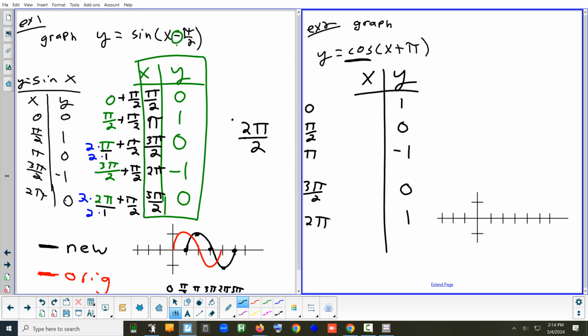Yeah. So there's my original x's. Now we have to modify them all. What am I going to do to all of those x values to move everything to the left? Because that's which way it's supposed to go. It's supposed to go to the left. Subtract pi. Yep, you're going to subtract pi from all of them.